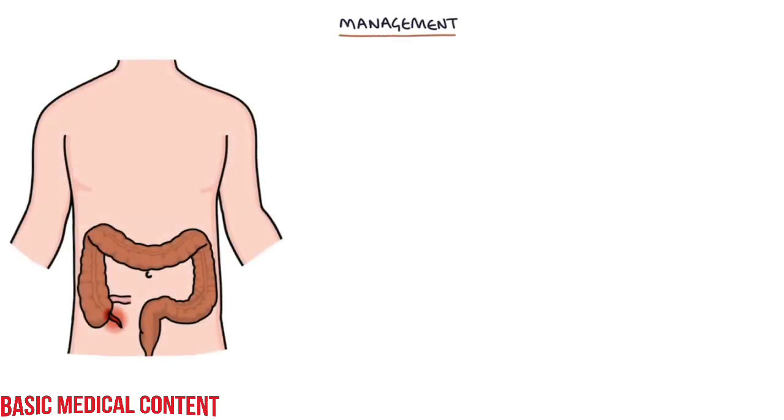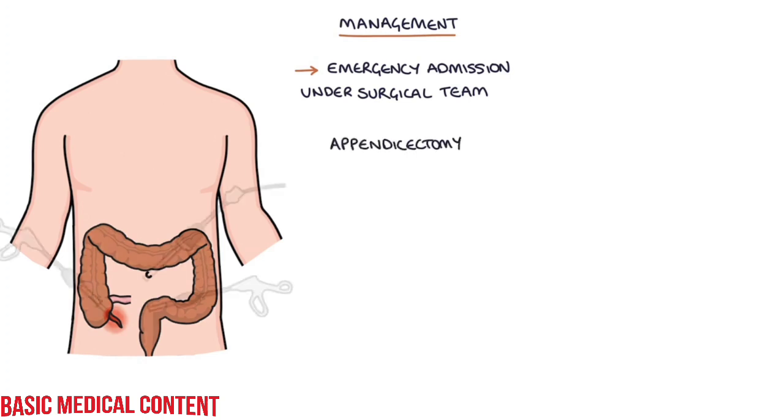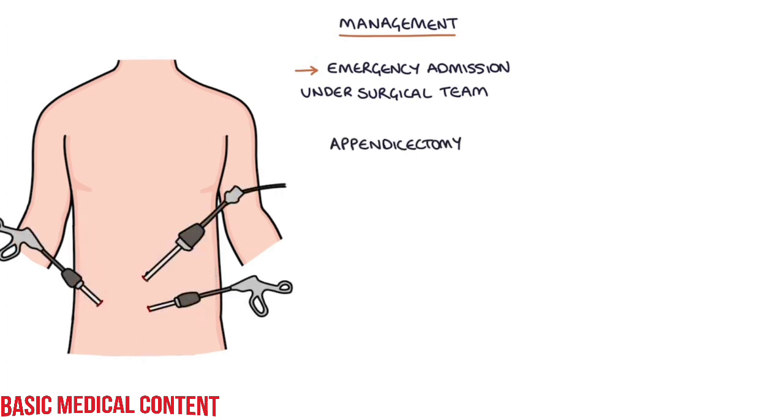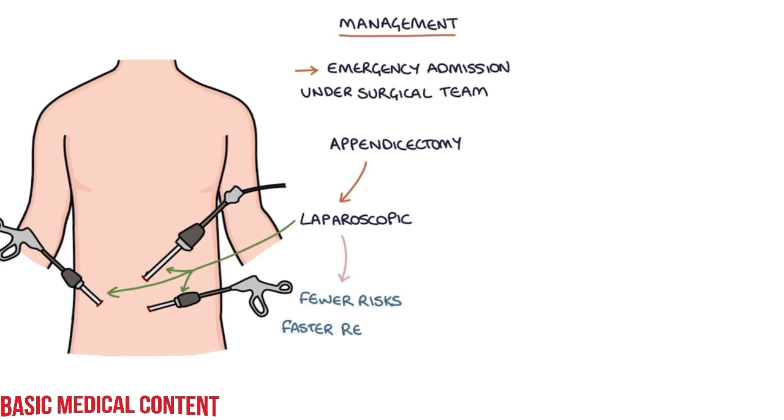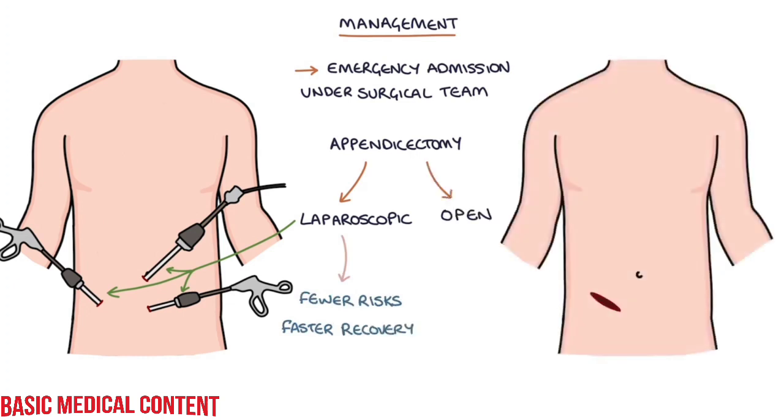Let's talk about management of appendicitis. Patients with suspected appendicitis need emergency admission to hospital under the surgical team. Removal of the inflamed appendix, an appendicectomy, is the definitive management for acute appendicitis. Laparoscopic surgery is associated with fewer risks and a faster recovery compared to open surgery, which is called a laparotomy.